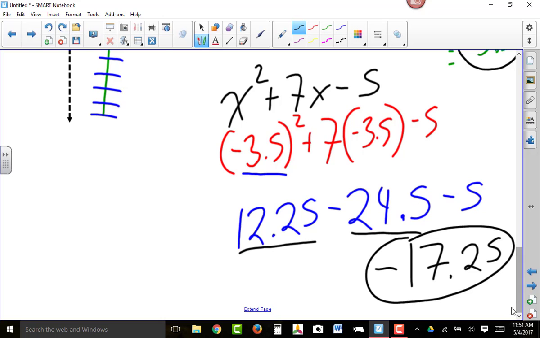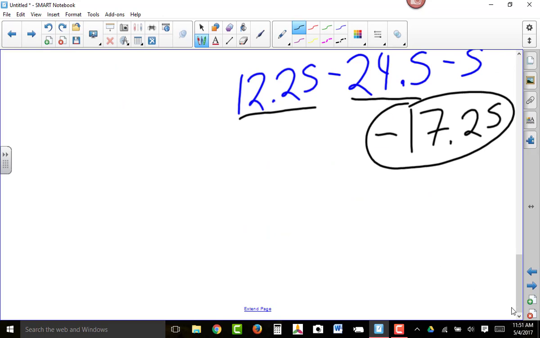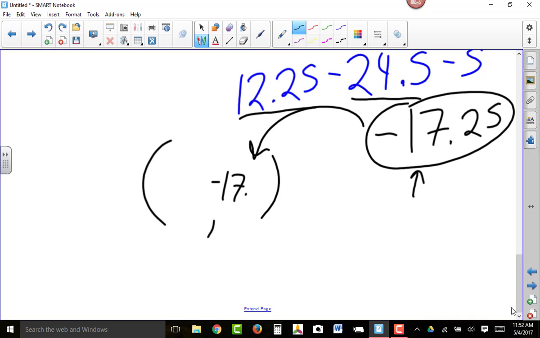What does this number represent? The vertex. Well, sure. A vertex is always either the maximum or the minimum, but one number isn't a vertex by itself. It's the y part of the vertex, of the ordered pair. So negative 17.25 is the y part. What goes right here, the x part? Negative 3.5. Yeah, that was our AOS. Our AOS goes right here.